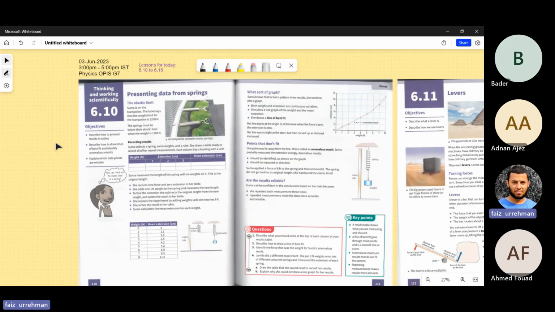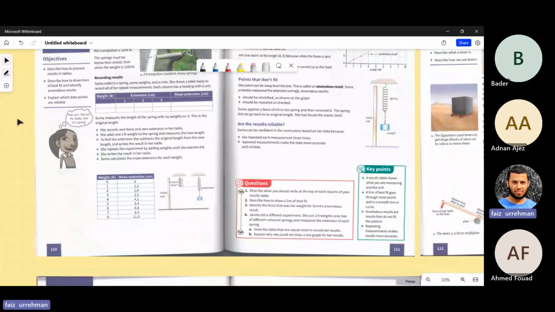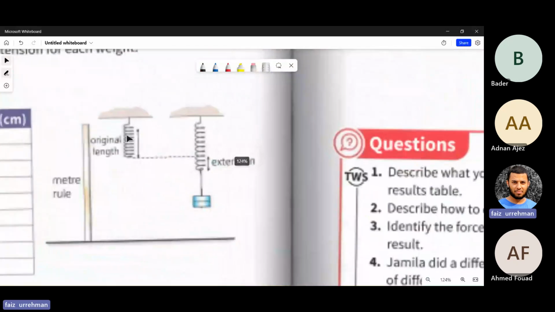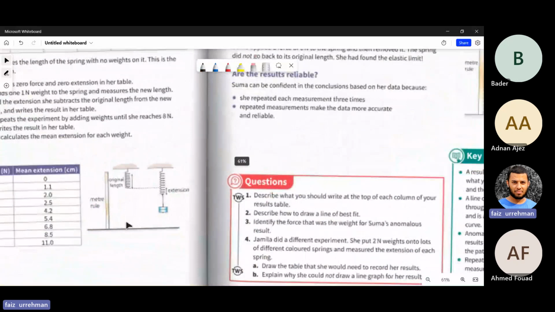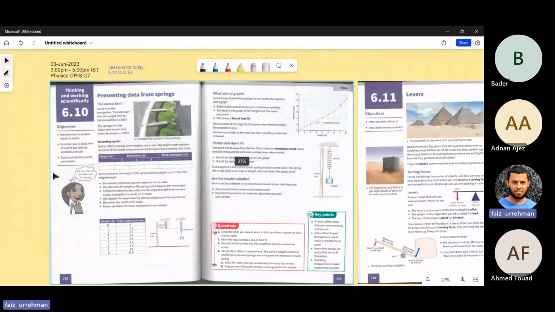6.1 to 6.9 is done. Revision. 6.10 now. Presenting data from springs. In this exercise, we are going to hang some heavy objects on the spring, and then we will solve some numericals, or we will see what happens when we hang something from a spring.